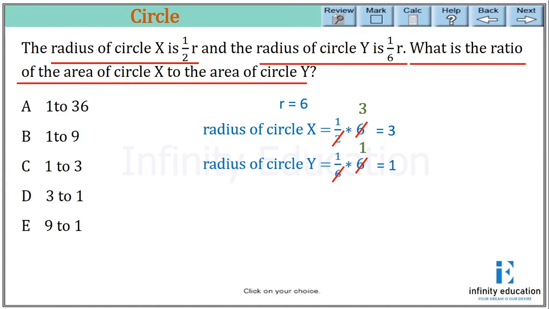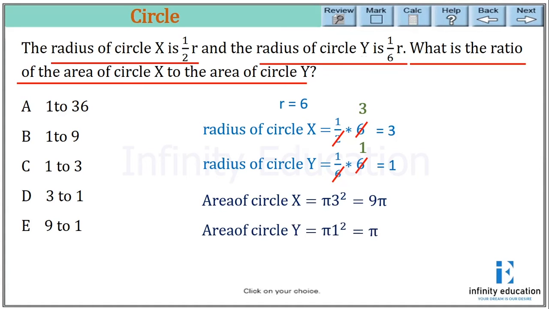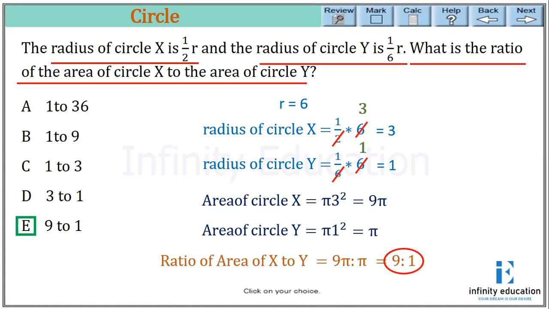Now the question asks for the ratio of the area of circle x to the area of circle y. I first have to calculate the area of x and the area of y. As we know, the area formula is pi r square. So the area of circle x is pi into 3 square, that is 9 pi, and the area of circle y is pi into 1 square, that is pi. So the ratio of the area of x to y is 9 pi to pi, that is 9 to 1. So E should be the answer. I hope the question is clear to you.